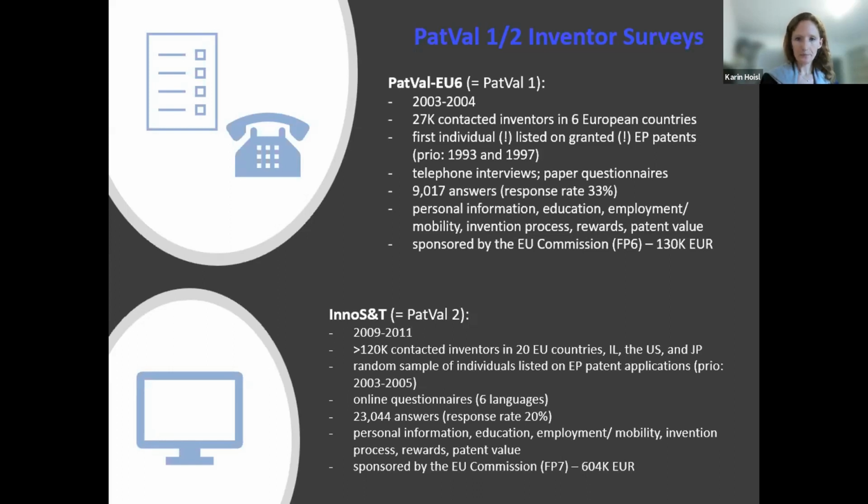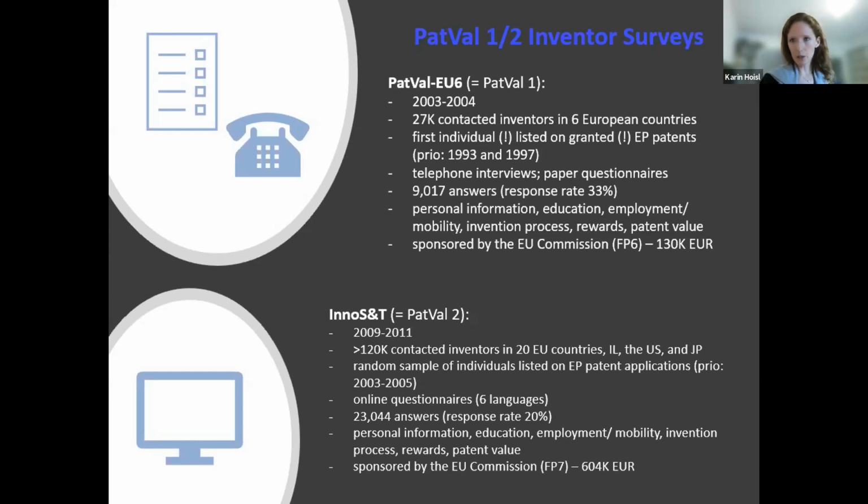Then in PatVal 2, we learned from the pitfalls of PatVal 1. So first of all, we extended the number of countries. Now we conducted a survey in 20 European countries, in Israel, the US, and Japan. We contacted more than 120,000 inventors, and this time we randomly selected the inventor listed on the patent, and we used all patents, also patent applications, so not only granted patents. We used an online questionnaire in 6 languages, and in the end we got 23,000 answers.